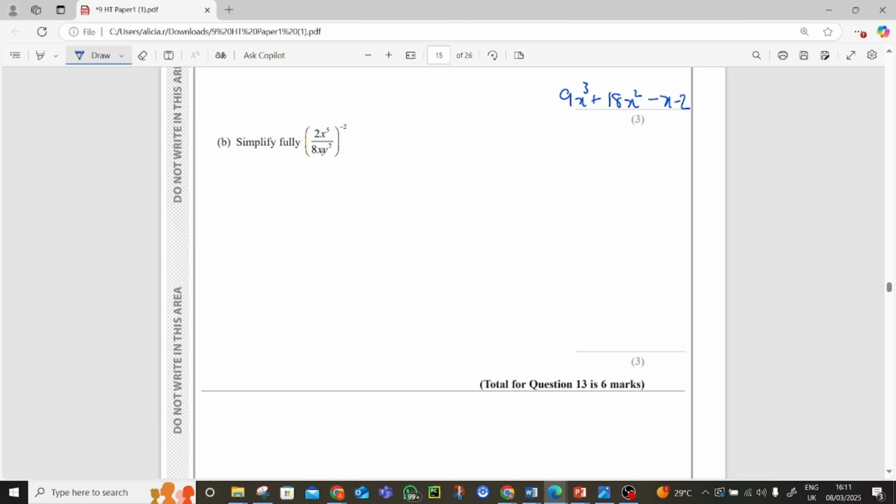So this one here, we're going to simplify this. Now, we have a minus 2 up here. There's a few different ways that you could simplify this. So you could deal with what's inside the brackets first and then deal with the indice on the outside. I actually am going to, first of all, deal with the negative.